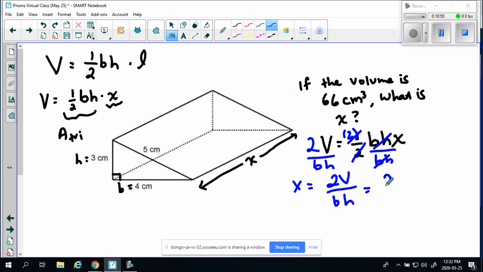So 2 times the volume is 66, and I'm going to divide that by the base times the height. And when I type this in, I'm going to remember that if I don't put the bottom in brackets, we're going to get the wrong answer. The answer I'm getting out of my calculator is 11. Exactly.